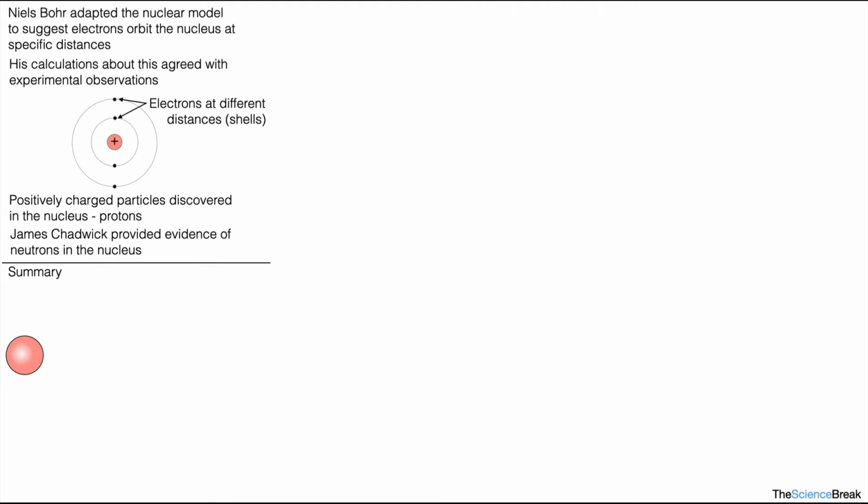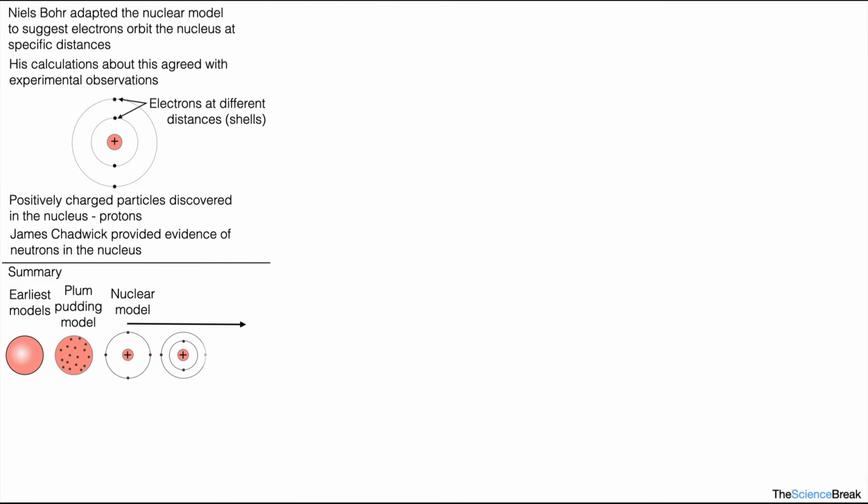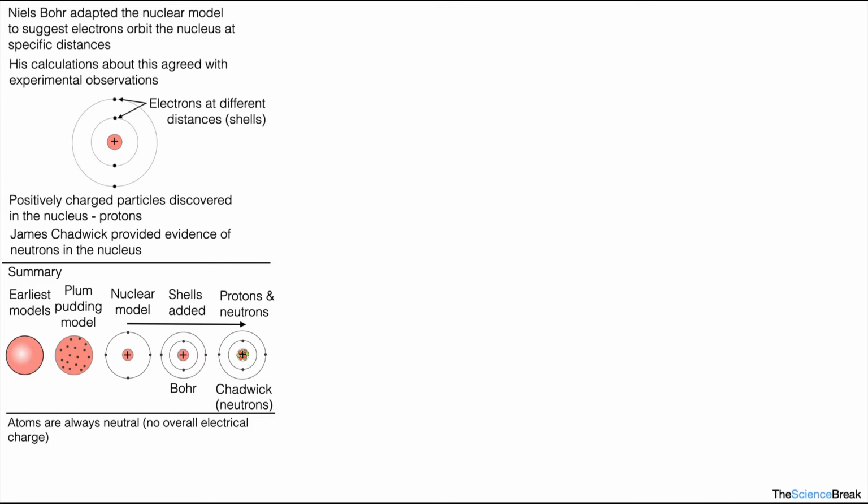So then, as a summary, we have the earliest models. We have the plum pudding model. Then we have a series of nuclear models with shells added, the discovery of protons and neutrons, which gives us the modern day model of the atom. Remember, Chadwick discovered neutrons. So now we know atoms are always neutral. They have no overall electric charge, and that's because the number of electrons is always equal to the number of protons in an atom. Almost all of the atom is empty space.